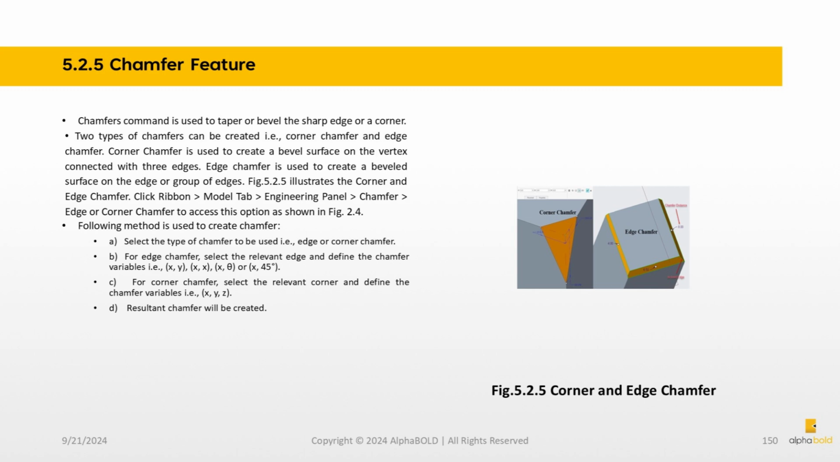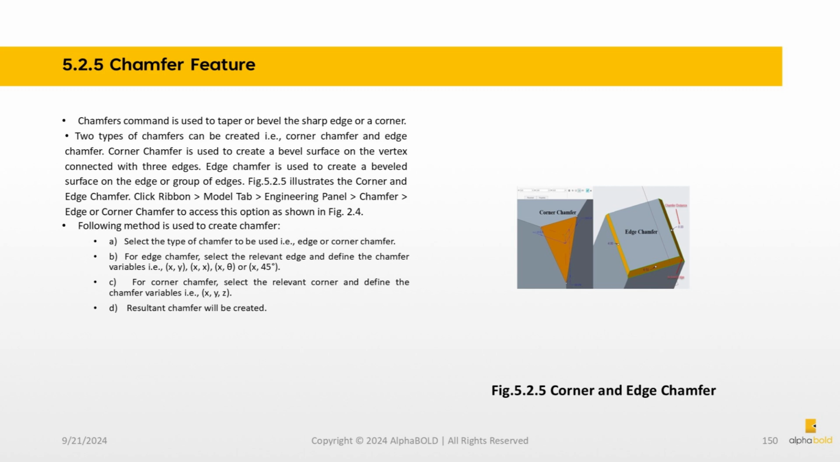Chamfer command is used to taper or bevel the sharp edge or a corner. 2 types of chamfers can be created, i.e., corner chamfer and edge chamfer. Corner chamfer is used to create a bevel surface on the vertex connected with 3 edges. Edge chamfer is used to create a beveled surface on the edge or group of edges. Click Ribbon Model tab, Engineering panel, Chamfer, Edge, or Corner Chamfer.